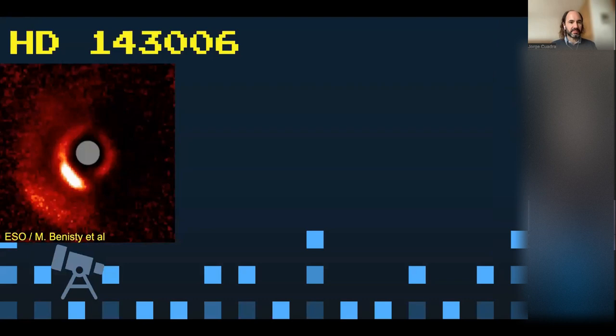And the final system I'm going to show you this way is HD 143006. In this case, there's a very clear asymmetry observed in the infrared with the VLT. And also we see that there are different rings. So there's some emission coming from closer to the center and more emission also coming from further out.